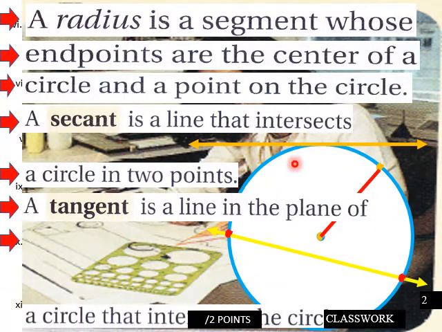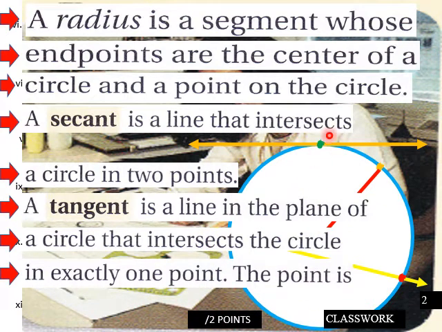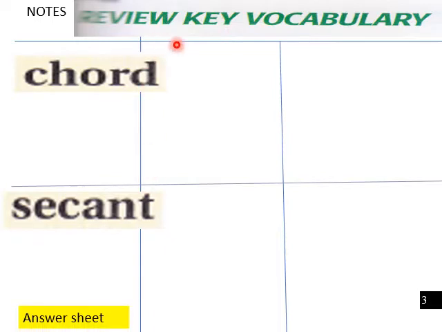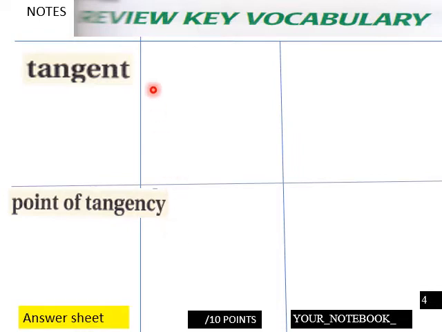A tangent is a line in the plane of a circle that intersects the circle at exactly 1 point. So this line is tangent to this circle at this point right here, and that is called the point of tangency. Then students, here are your definitions. Put these into your own words. Teacher, wait for your students to come up with their definitions. If you have a smartboard, ask students to come to the smartboard and do this.